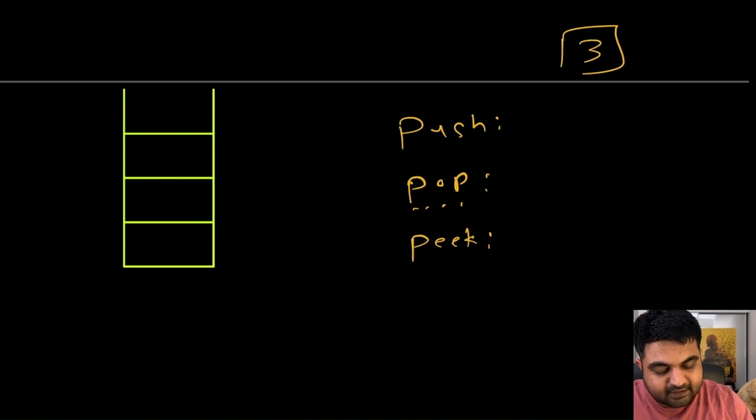So let's try to understand. Currently our stack is empty. Let me push one value. So if I try to push value number 3, then 3 is going to be populated inside the stack. Then I can also push value number 4.